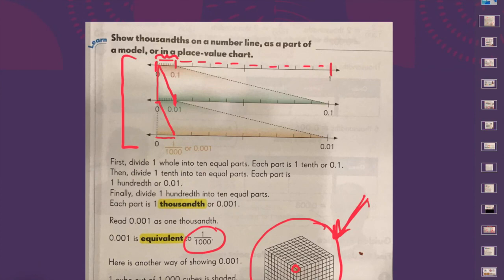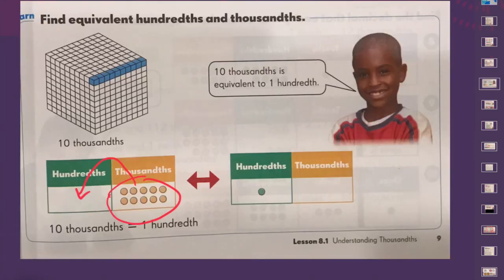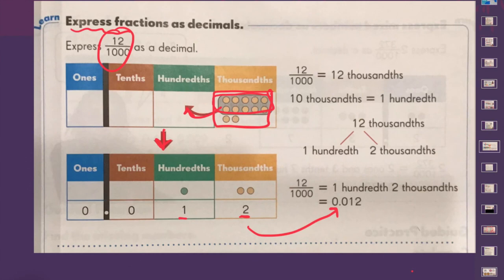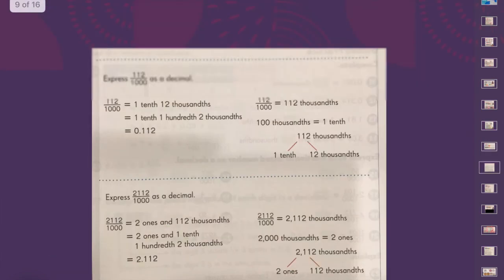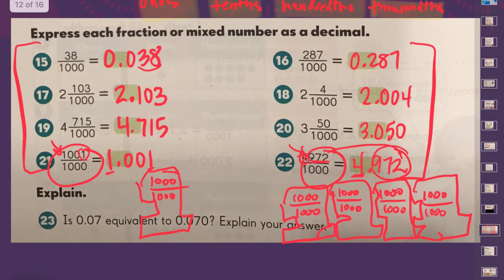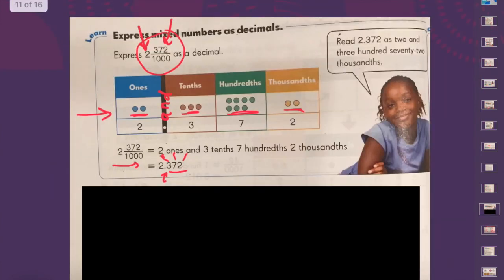So the answer is 4.972. In this lesson, we reviewed what a tenth was and what it looked like, what a hundredth is and what it looks like. And we also really focused on thousandths today and what a thousandth looked like. We talked about how decimal place value is just like whole number place value, and that as soon as you get 10 in one place value, you have to regroup. So for example, 10 thousandths would regroup to, or be equivalent to, 1 hundredth. We talked about how we can express fractions as decimals, and we also looked at how we can write mixed numbers as decimals.